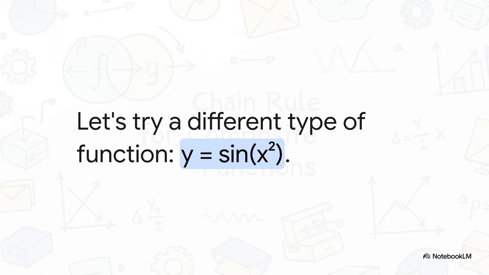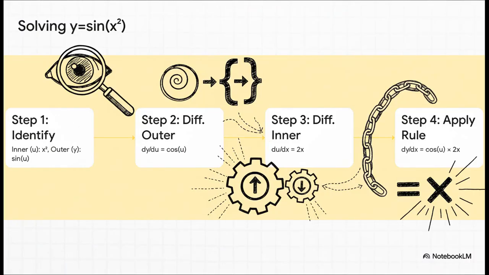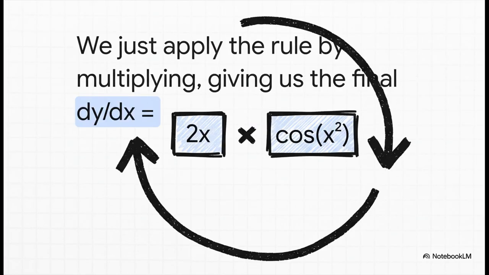All right, let's try another one. This time we'll throw a trig function into the mix. Don't worry, the process is exactly the same. Identify the inner and outer, then differentiate. Multiply the results, and that's it. It's a method that works every single time.